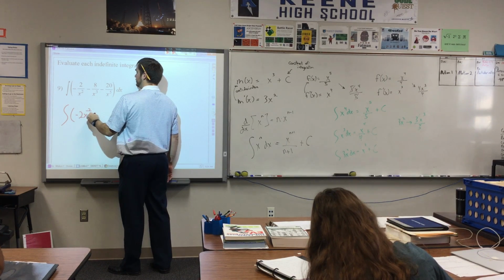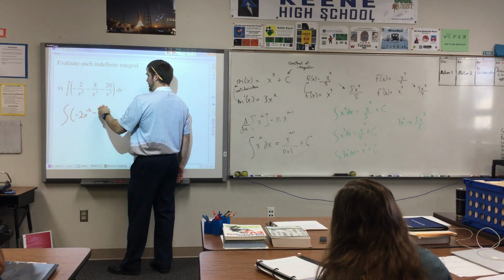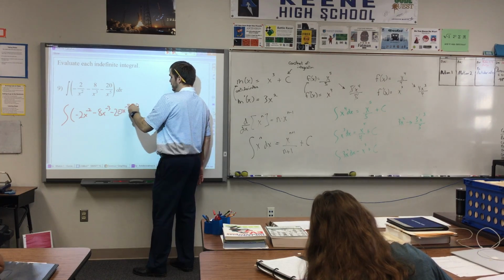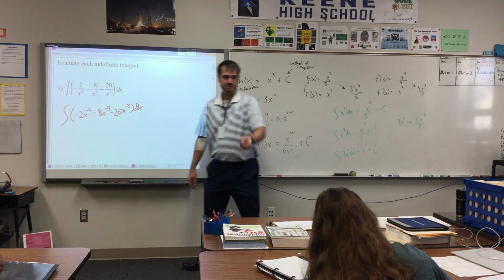So never mind, not number 9. Minus 8x to the -3, minus 20x to the -5. So it's literally just like that other problem. And Rosa thought this was going to be a long one.